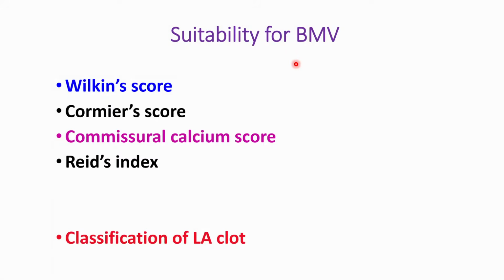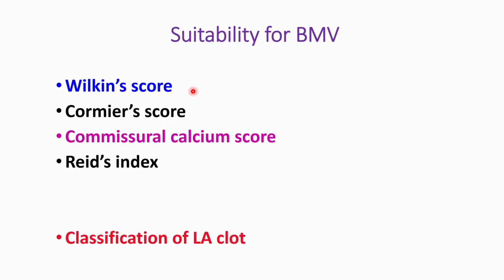Whenever we diagnose MS, we need to comment about suitability for balloon valvotomy. The most commonly used method is the Wilkins score, and the components of the Wilkins score are leaflet thickening, leaflet mobility, leaflet calcification, and subvalvular disease. We have to look at all these things and assess the Wilkins score. If the score is less than 8, it is usually considered suitable. More than 12, it is usually considered not suitable. 8 to 12, it is like a high risk procedure.